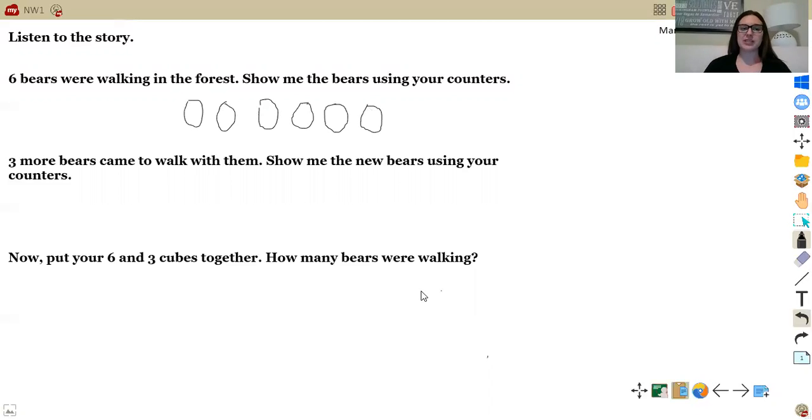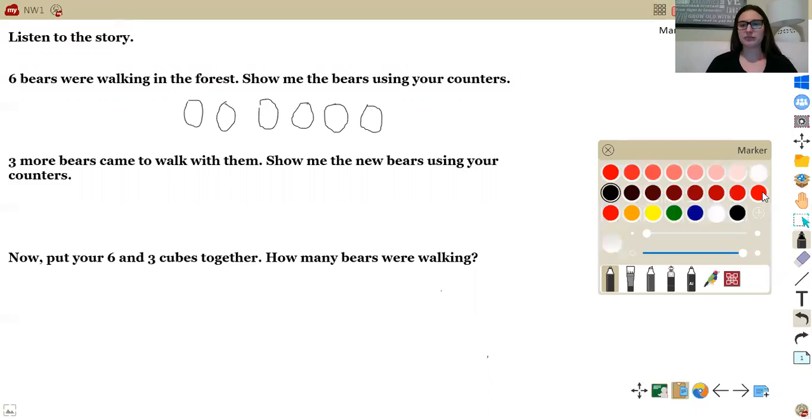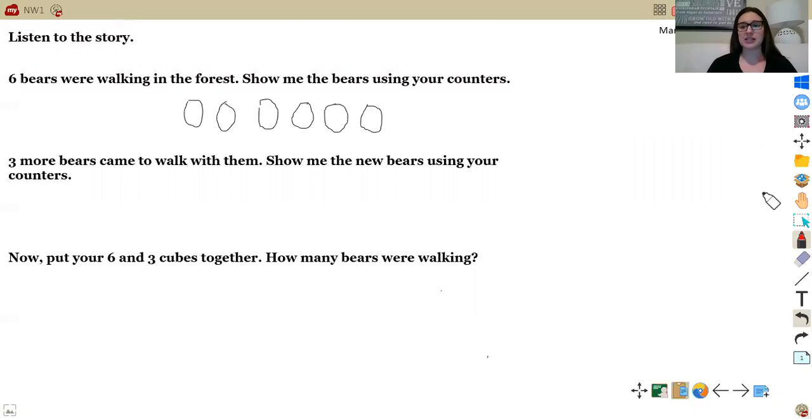3 more bears came to walk with them. Show me the new bears using your counters. I'm going to represent my new bears in a different color, and I'm going to draw 3 more bears. So I have 1, 2, 3. Now it says, now put your 6 and 3 cubes together.